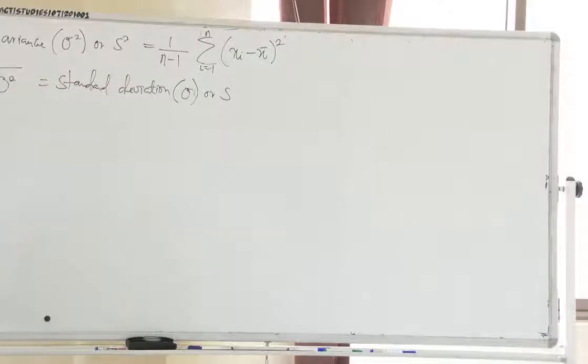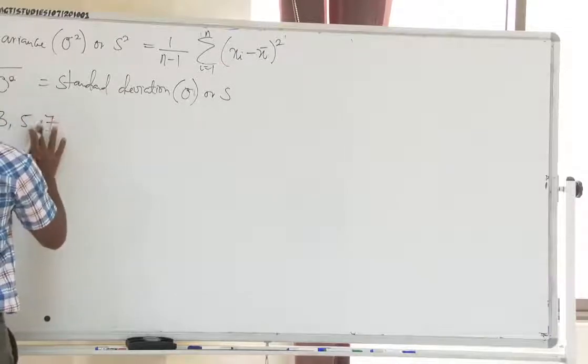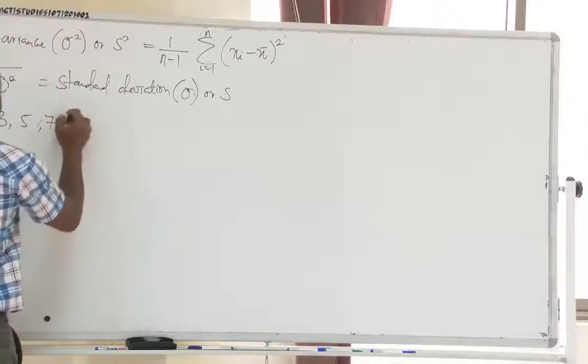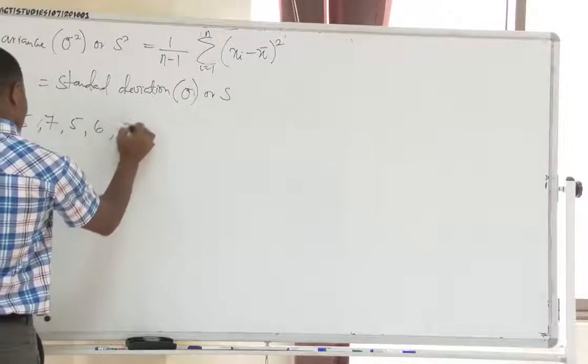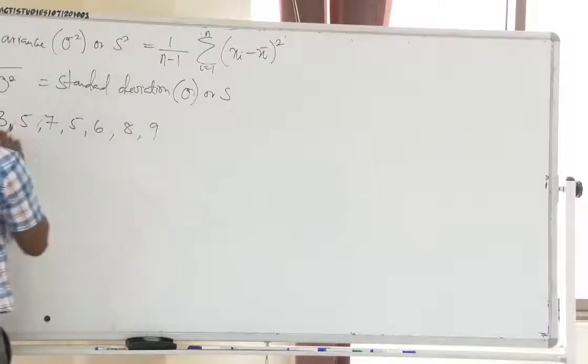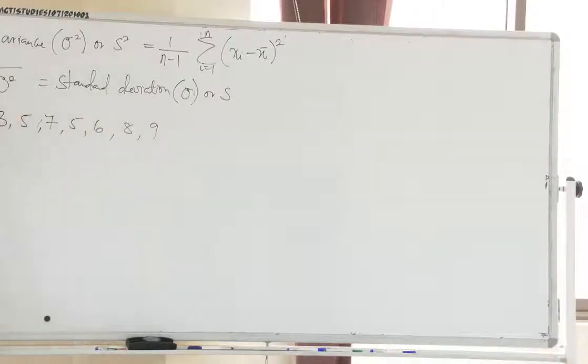In doing so, we are going to take some sequence of numbers. Suppose that we have this distribution. We have 3, 5, 7, another 5, 6, 8, and 9. So we know we have 1, 2, 3, 4, 5, 6, 7. So we have 7 numbers.